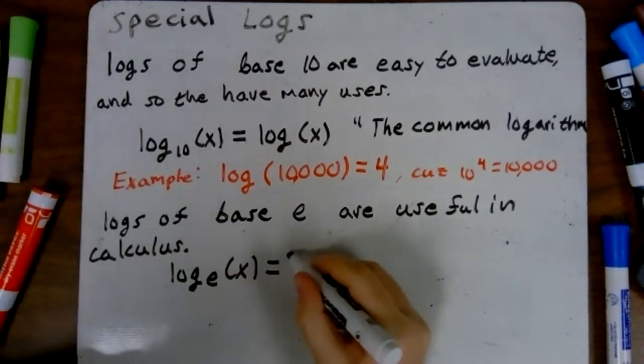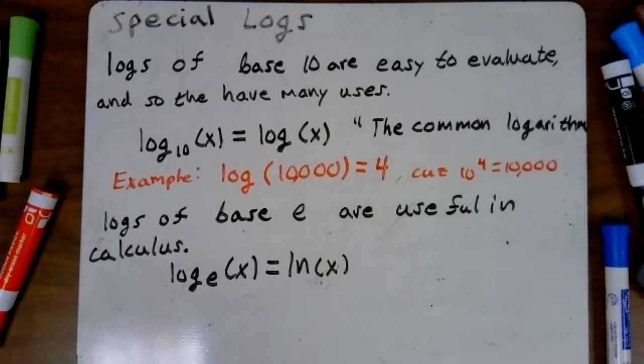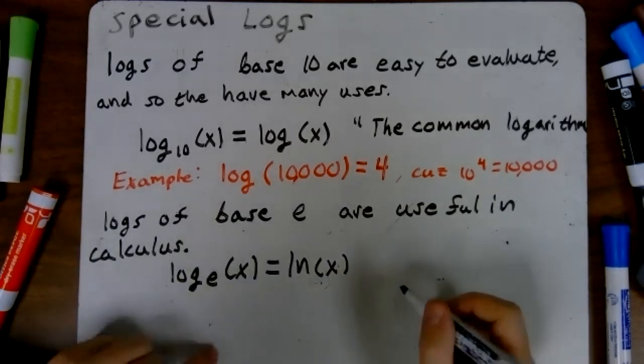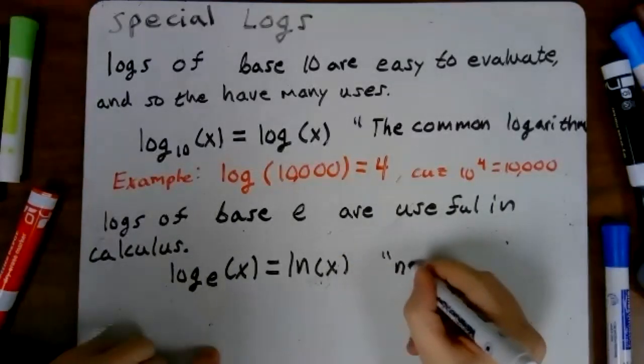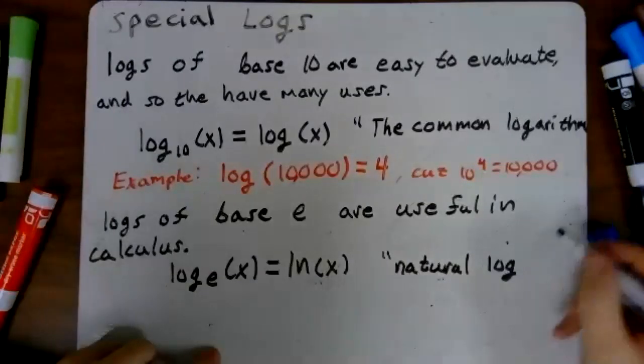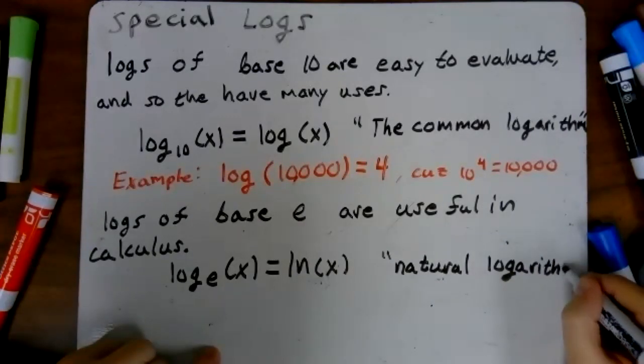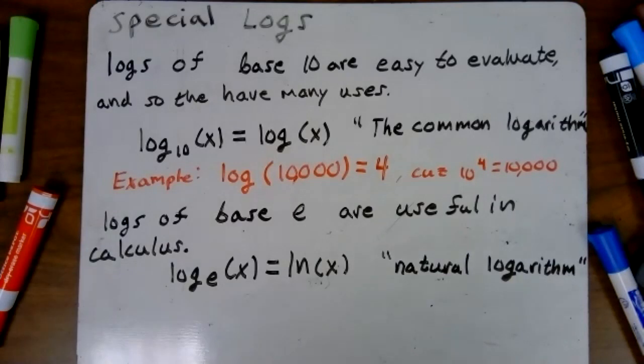And they are represented with an ln. Why ln? Well, it actually comes from the natural log. The natural log was invented, or at least used heavily, by the Dutch mathematician Leonard Euler, and he gave it the name natural log, or natural logarithm. And the ln stands for logarithm naturel.